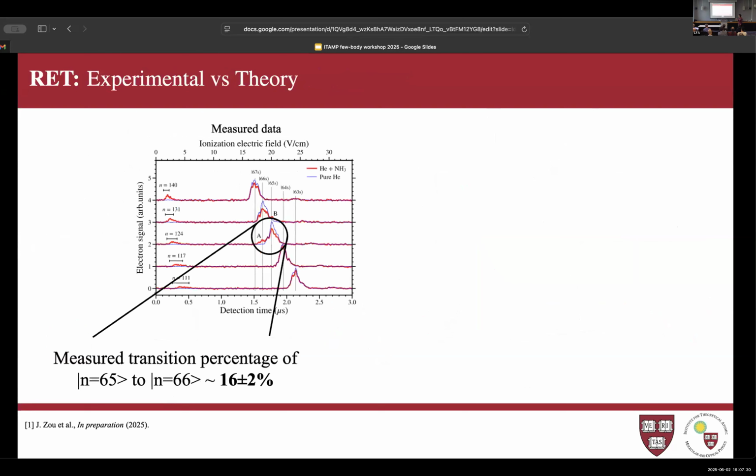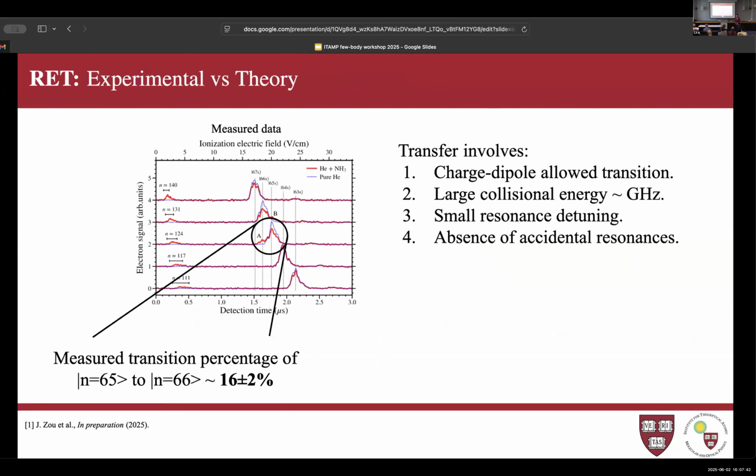All right. So as I mentioned, the transition percentage that the experiment sees is about 16%. And we have a theoretical model to try and explain this. The components of the theoretical model, of course, involve this charge-dipole allowed transition. And again, this collisional energy helps to mediate this process by energetically allowing it to occur. So both channels are open in this collisional process.